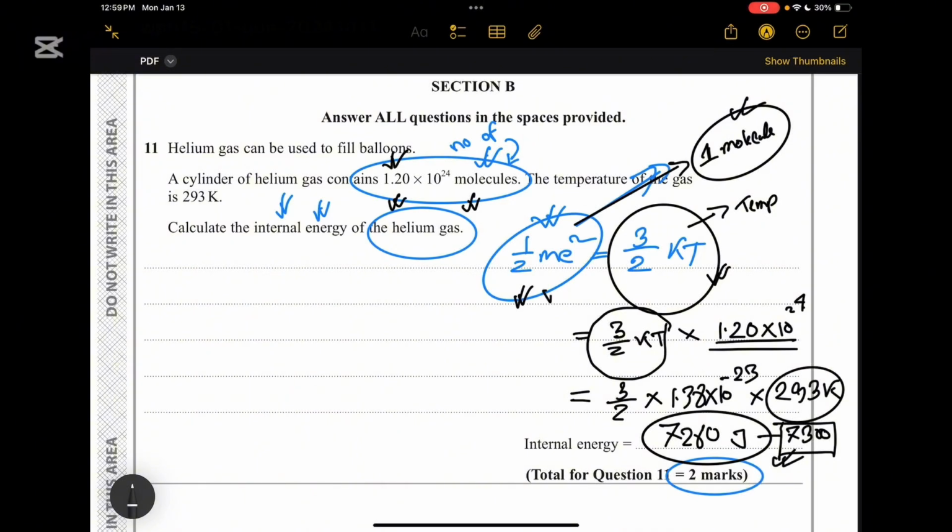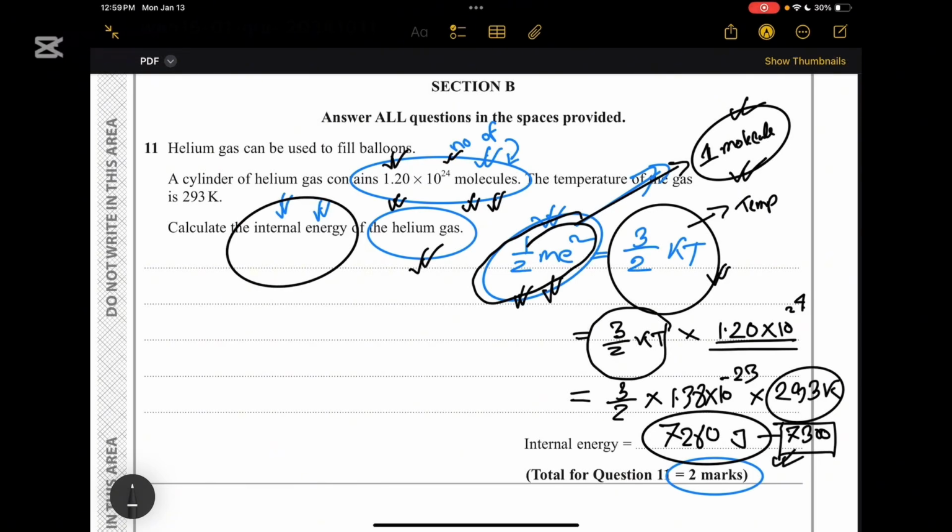Okay, so the internal energy means the energy of this number of molecules, or the kinetic energy of this number of molecules in a helium gas. This is the kinetic energy of one molecule. So we have this number of molecules, so the overall kinetic energies added together will be the internal energy. Okay, so basically we are done with question number 11.